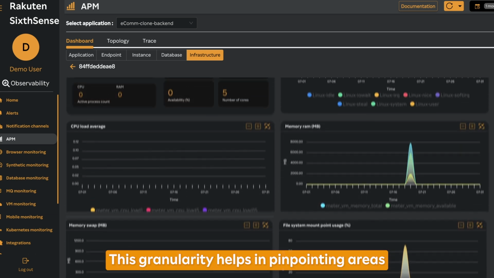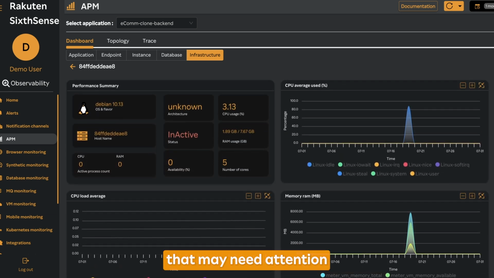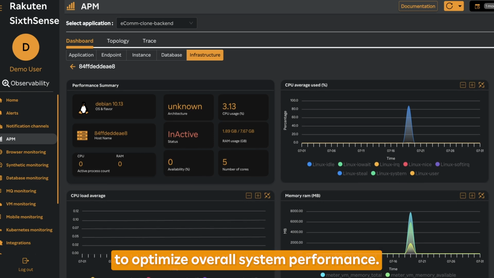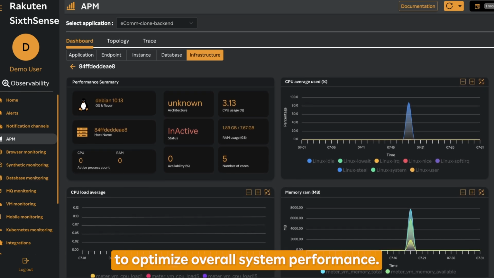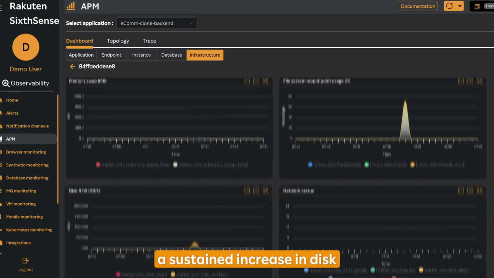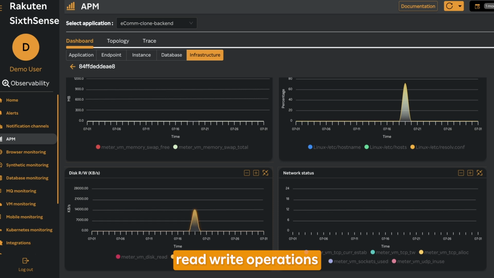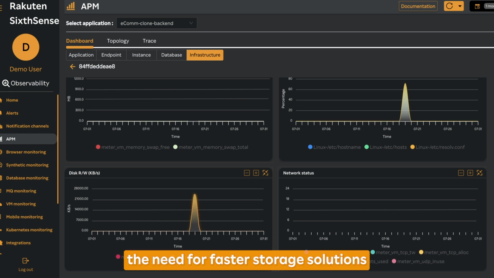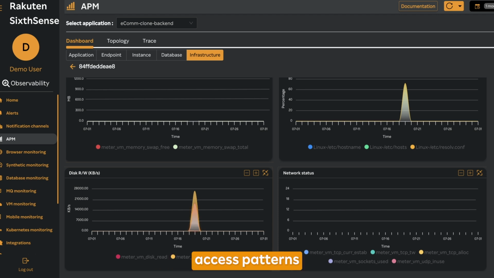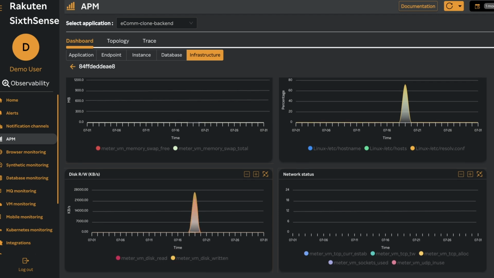This granularity helps in pinpointing areas that may need attention or adjustment to optimize overall system performance. For example, a sustained increase in disk read-write operations could signal the need for faster storage solutions or reconfiguration of database access patterns to improve response times and application throughput.